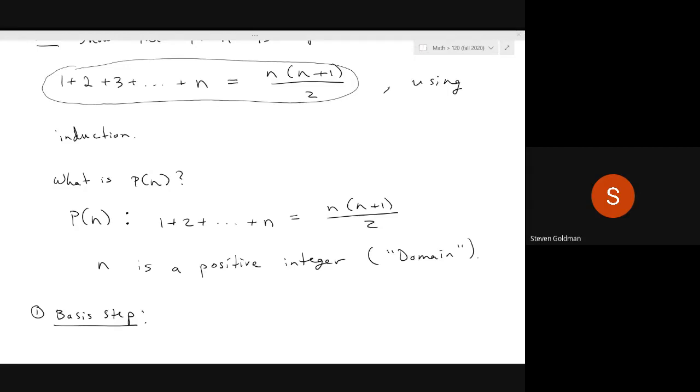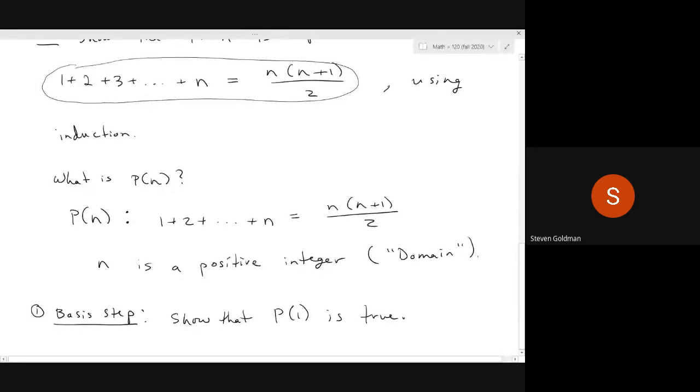Right. N is any positive integer, so 1. So we have to show that P of 1 is true. In other words, we want to show that when I plug in 1 for n into P of n, this statement is true. The statement is an equation, so if P of 1 is true, the two sides of the equation should be equal when I plug in 1 for n.